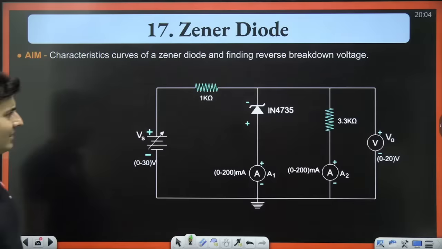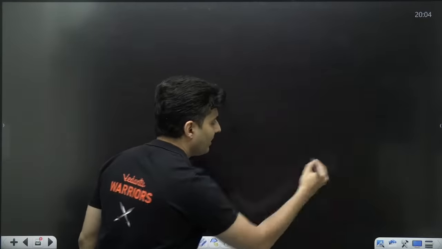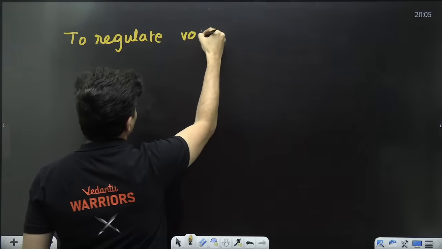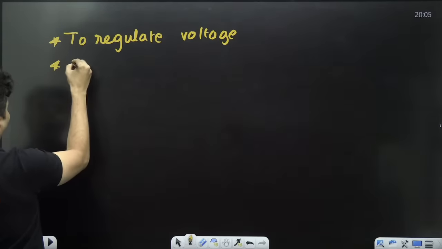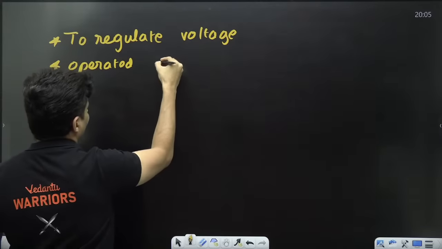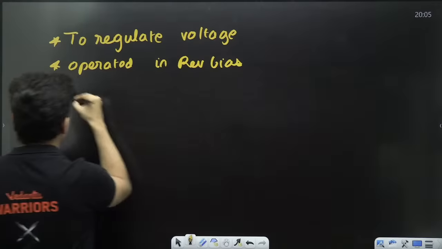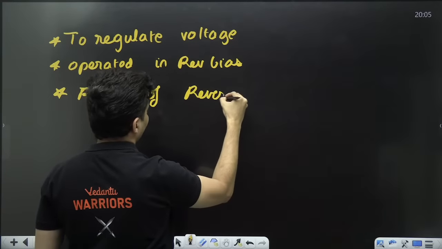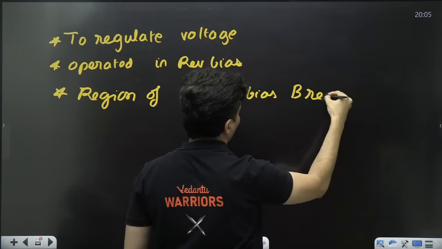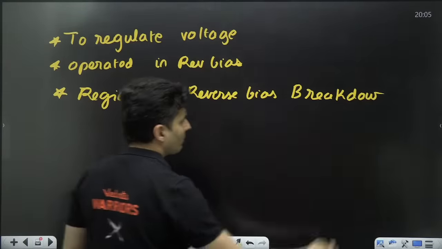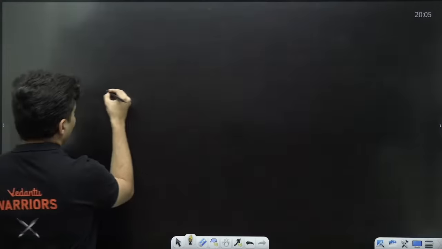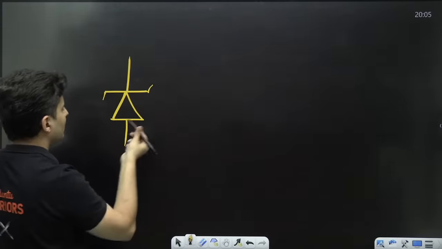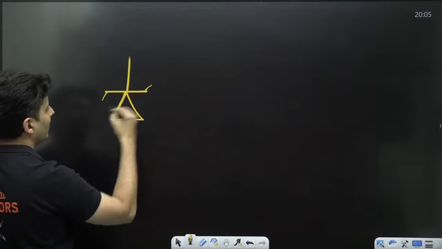Next question. So for that Zener diode, guys, let's have a look at what a Zener diode does. Like I said, a Zener diode is used to regulate the voltage. It is operated in the reverse bias, in the region of breakdown voltage. If I have a Zener diode, the symbol for a Zener is a normal diode, just that it is doped really heavily, that's all. Normal diode does not have these two lines. When you draw these two lines, it becomes a Zener diode.